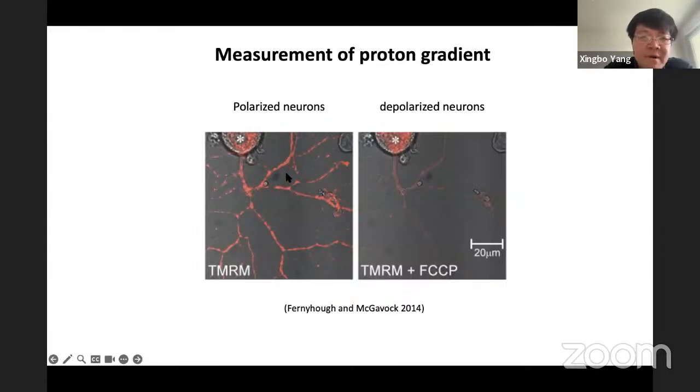If you put TMRM inside neurons, and the mitochondria inside the axons, it's all over the place. If the mitochondria are polarized, the dye accumulates more inside the mitochondrial matrix and you have a higher intensity. If you depolarize the mitochondria, the membrane potential collapses and the dye does not accumulate. If it's completely depolarized, the dye will be homogeneous everywhere, so you would see a decrease of the signal. That's one way you can measure membrane potential.